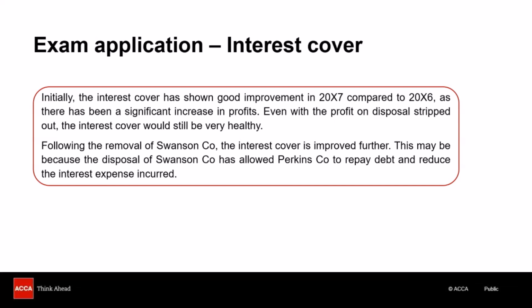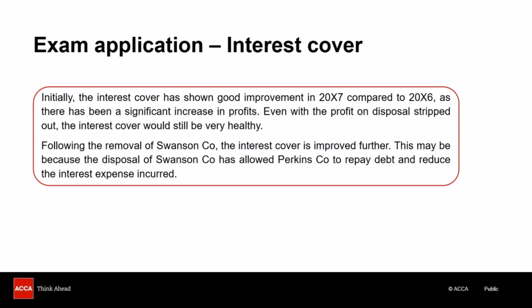Then it gives an example of a one-off item, which is even with the profit on disposal stripped out. It shows that there was a profit on disposal during the year, which may have increased the overall figure of profit before financing and income taxes. However, the question also implies that even if you remove that profit, because that is not going to be there on a recurring basis in the future, the interest cover will still be healthy.